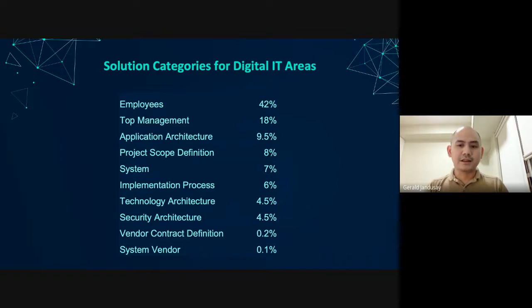The sixth is focus on the implementation process. This is mainly for the management of the implementation process. And the next is the technology architecture, which focuses on the verification of appropriate technology architecture and interface standard. The next is the security architecture, which verifies the appropriate security architecture and security solution adoption.